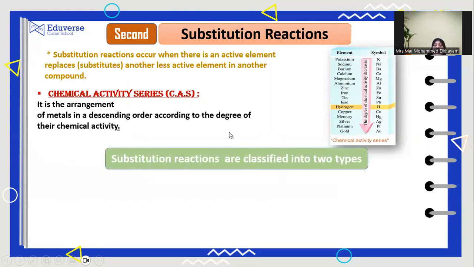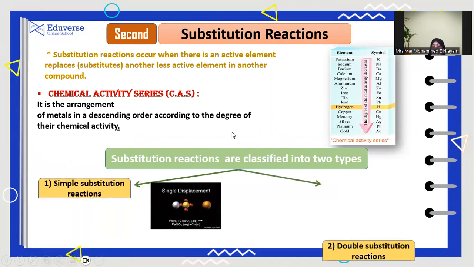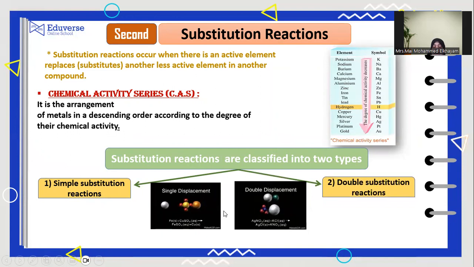Now, with the two types of the substitution reactions, the simple substitution reactions and the double substitution reactions, as you can see here from these two pictures, in simple substitution reactions, I can say that just one element will substitute another element in its compound, while here, double substitution takes place. Let's introduce the definition of each one of them.